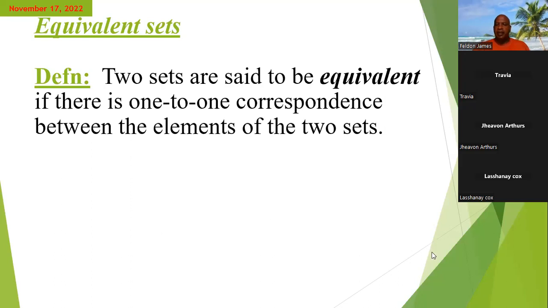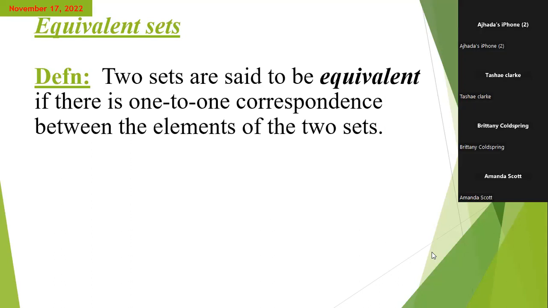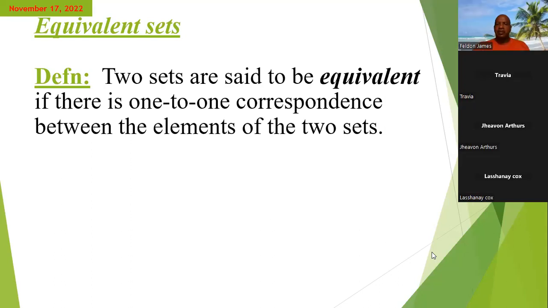Still not sure. All right, let me ask somebody else to give it a try. Ms. Waysam, one-to-one correspondence. What do you make of that? One member in each, sir. All right, so it said that 2 sets are said to be equivalent if there is a one-to-one correspondence between the elements of the 2 sets.